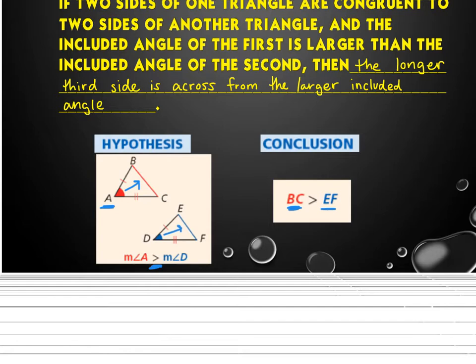And this only works when we have two pairs of congruent sides. So we see that AB is congruent to DE and AC is congruent to DF, and we're talking about the included angle in both of these triangles.